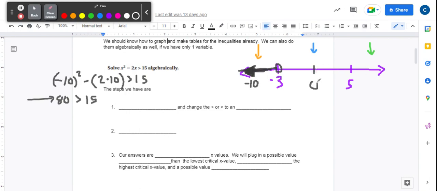Let's just take 0. If we plug 0 in for x, 0 squared minus 2 times 0 is 0, and 0 greater than 15 doesn't work. That means we can't shade in this middle area, because we took a number between negative 3 and 5, and it didn't fit.